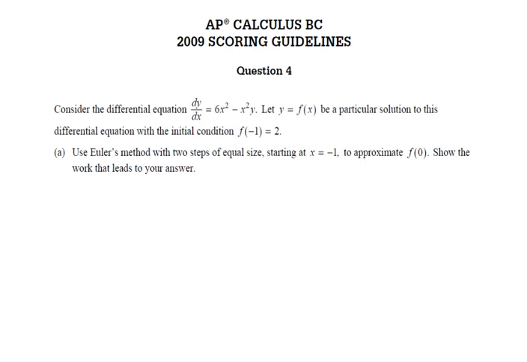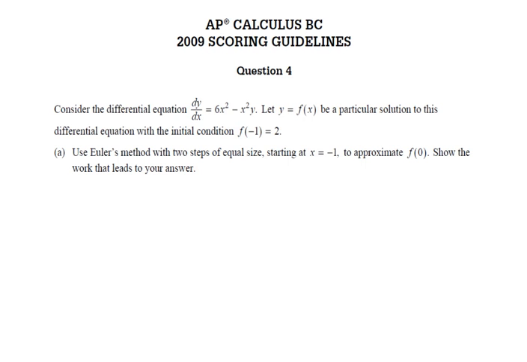2009 question 4, BC question 4. We have the differential equation dy/dx is equal to 6x squared minus x squared y. And let y equal f of x be a particular solution to this differential equation with the initial condition f of negative 1 equals 2.